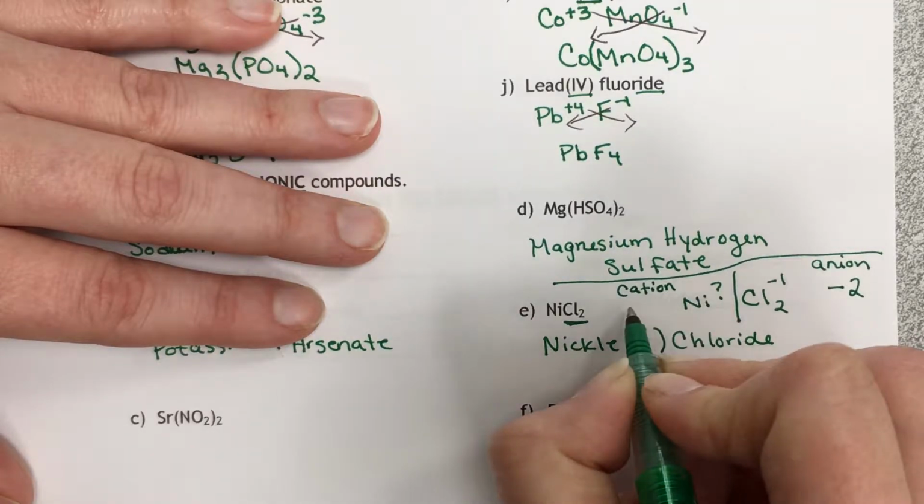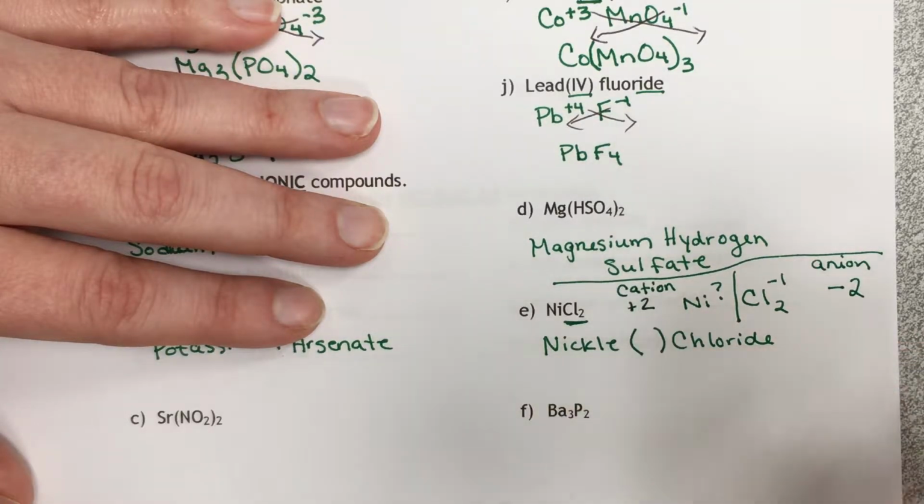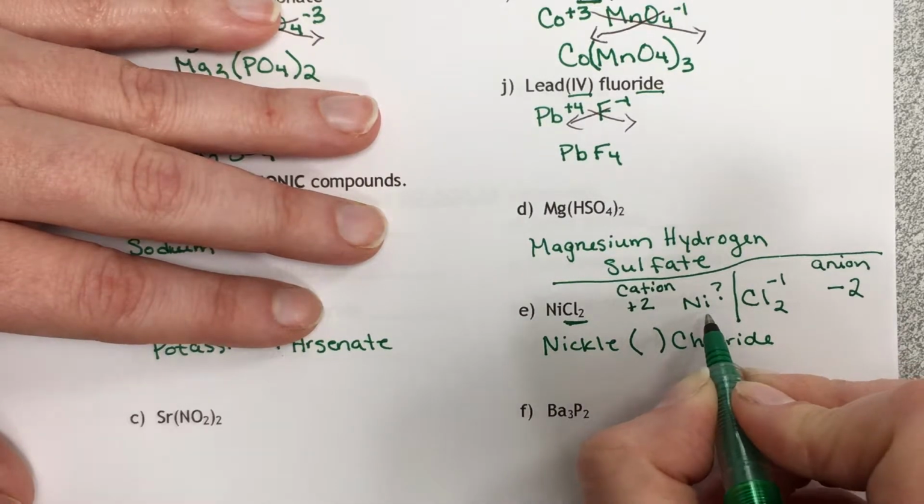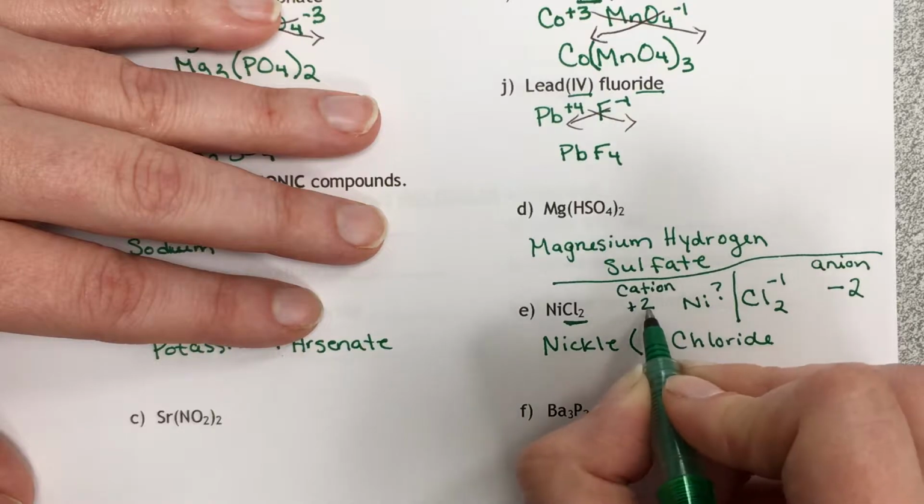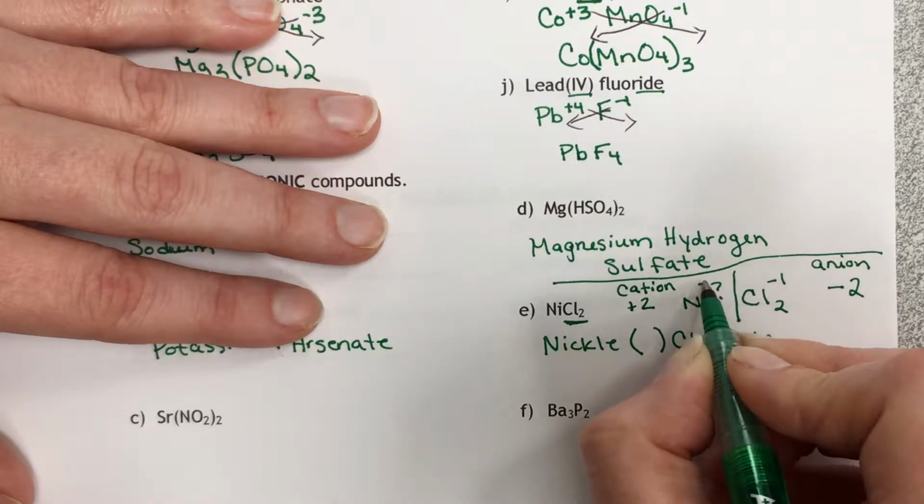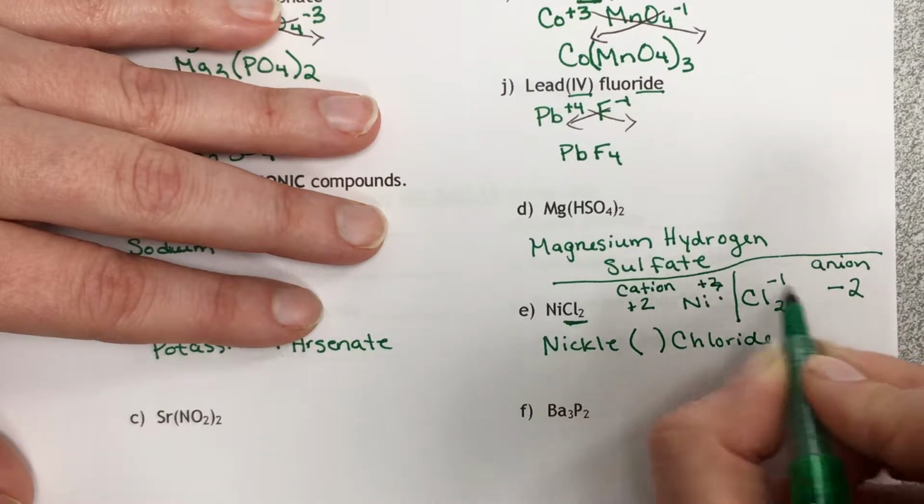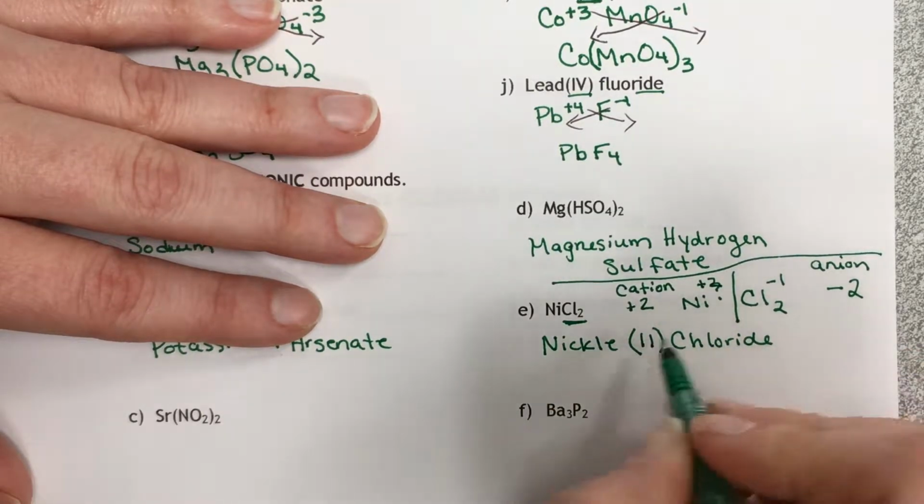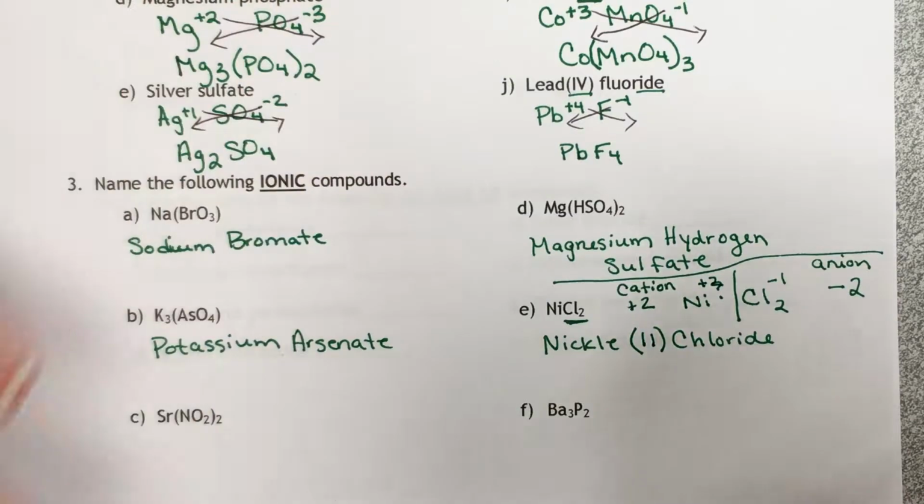That means our nickel side must be overall a +2 charge. Now, we don't have any more than one nickel. So this whole nickel needs to carry that +2 charge. So it has to be a +2 charge in order for this to be a neutral compound. So that's how I know that this Roman numeral is a 2.